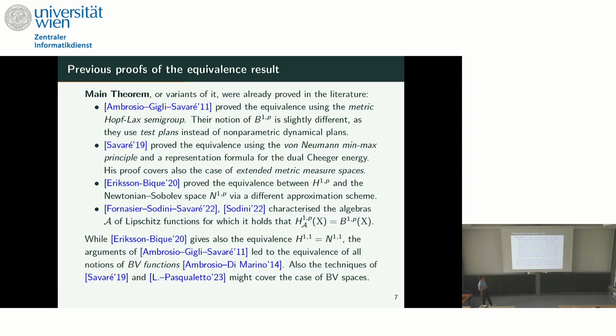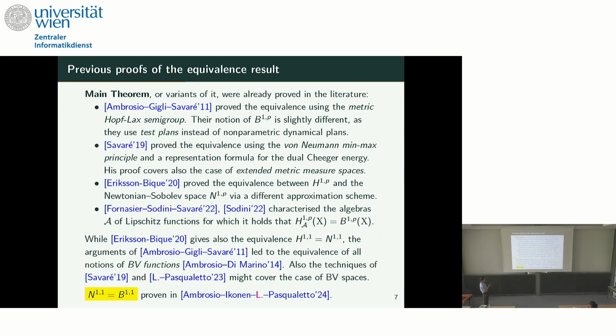Another comment regards the case p equal to 1; that was all for the case p greater than 1. Ambrosio-Bicken's approximation scheme also works in the case p equal to 1. He shows that H^{1,1} is equal to N^{1,1}, and you have the natural inclusions H is included in N, and N is included in B. But if you want to show the full equivalence, you have to work on the equivalence between N and B directly. And this is what we do in this new preprint with Luigi Ambrosio, Toni Ikonen, and Enrico Pasqualetto.